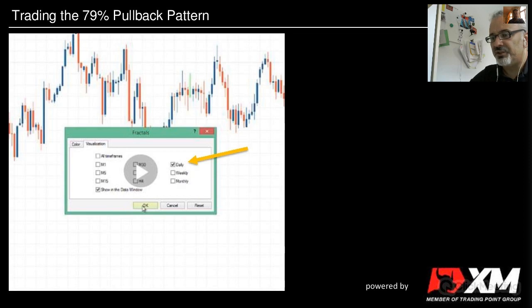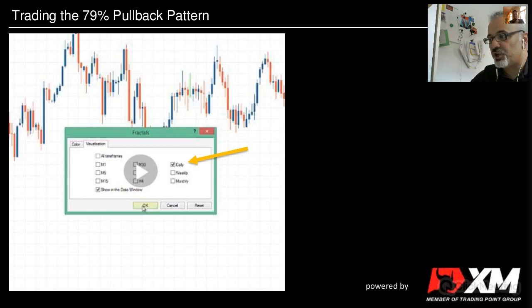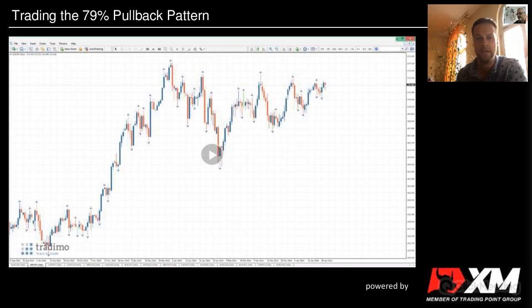And then our little yellow friends pop up. Very important is to activate the daily, and then it will show up like this on the charts. You will see the fractals. It looks like little triangles, but actually it's a kind of arrow.